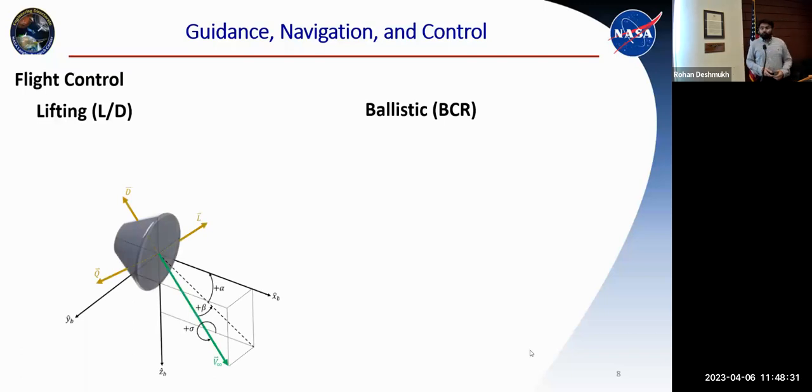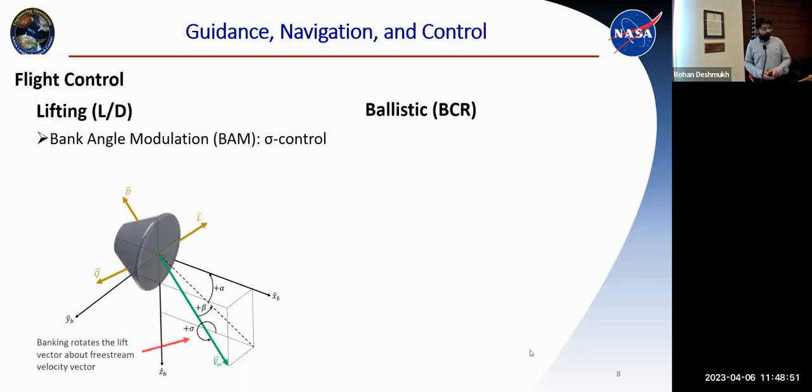On the bottom left is a simple free body diagram of an aeroshell and the aerodynamic forces it can produce. The first control method is called bank angle modulation, or BAM for short. This uses the bank angle sigma to rotate the lift vector about the free stream velocity. The best way to think about this is to think of the lift vector as a clock, and the bank angle as the angle the clock hand makes as it moves from 12 o'clock. If the lift vector is at 12 o'clock, the lift is up. If it's at 6 o'clock, it's down.